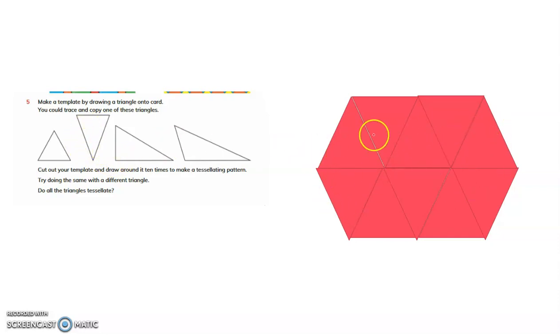10 triangles use ചെയ്തിട്ടാണ് ഈ pattern ഉണ്ടാക്കിയിരിക്കുന്നത്. Okay, so you can take any of these pictures and you can make your own pattern. Do all triangles tessellate? Yes, all triangles will tessellate.